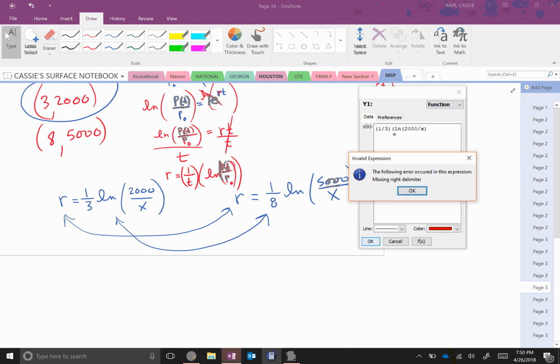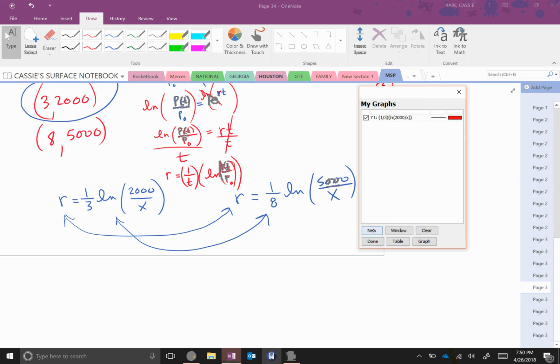Okay, now I'm going to do the other equation, and that equals 1/8 times the natural log of 5,000 divided by x. And I'm going to make that be a different color. Make that one blue. Okay, checking 1/3 natural log of 2,000 over x, 1/8 natural log of 5,000 over x. I'm going to go to the table here.